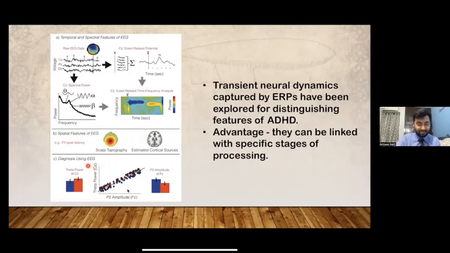So this graph essentially summarizes it all. The blue graph represents the controls, while the red graph represents the ADHD patients. Theta power at the central zone was found to be more in ADHD patients, while the P2 amplitude, as discussed, was found to be lower in patients of ADHD as compared to controls.